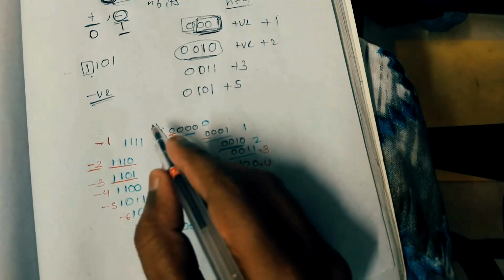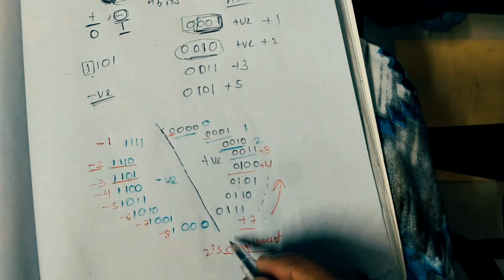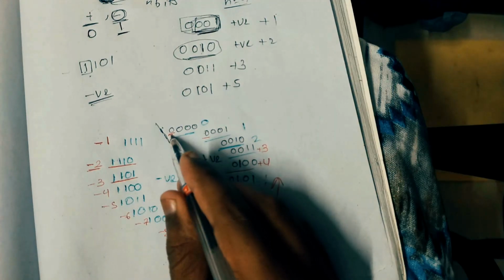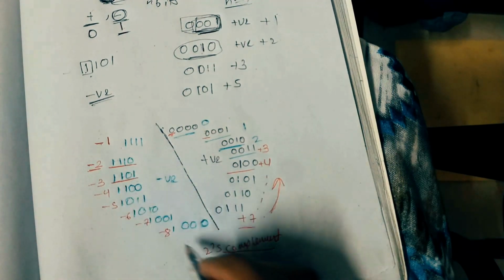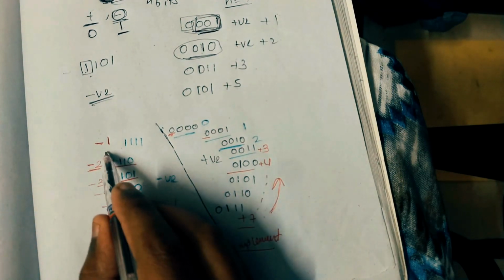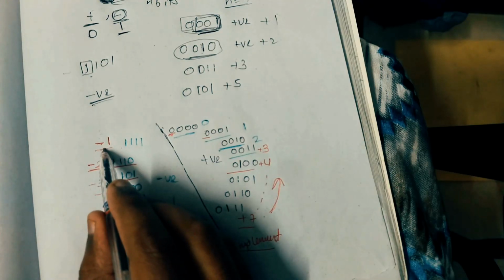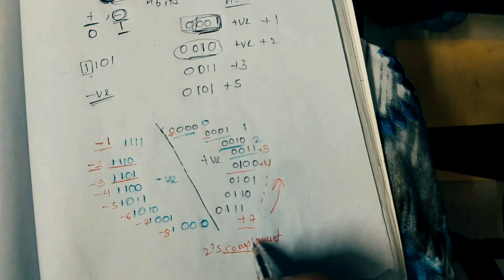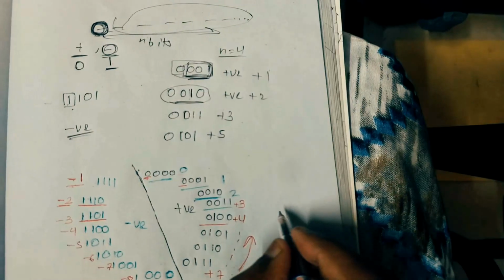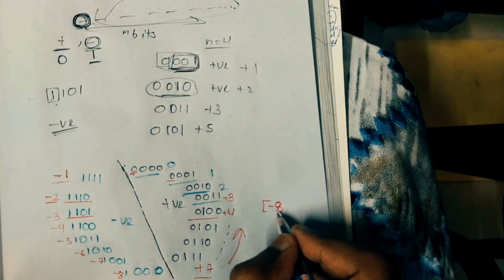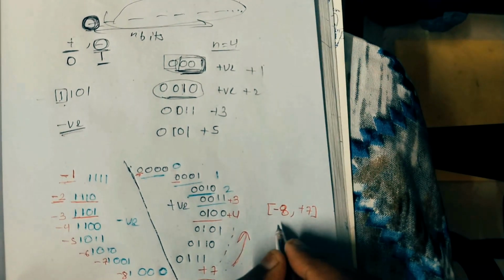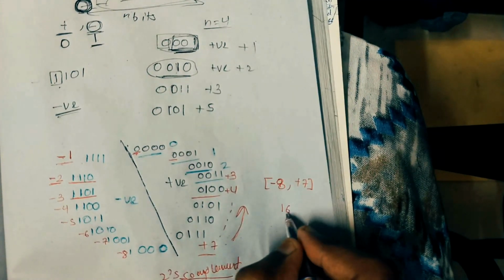Now if you divide these two parts here, we have 8 numbers which start from 0 and 8 numbers which start from 1. Here it starts from -1 to -8. Here it starts from 0 to +7. So the range is -8 to +7, and we have got 16 numbers.